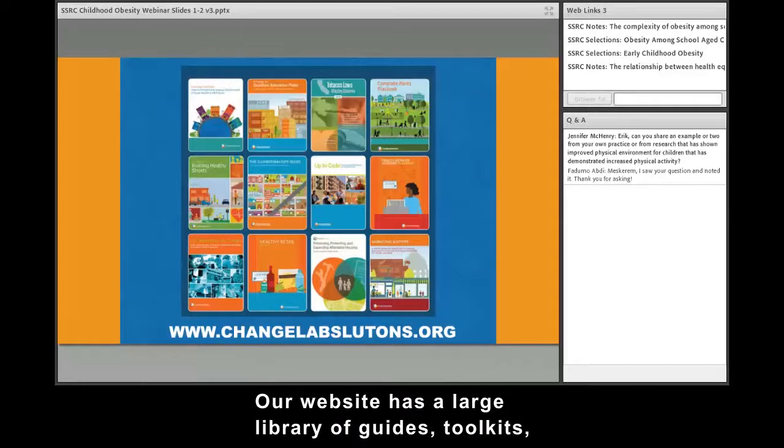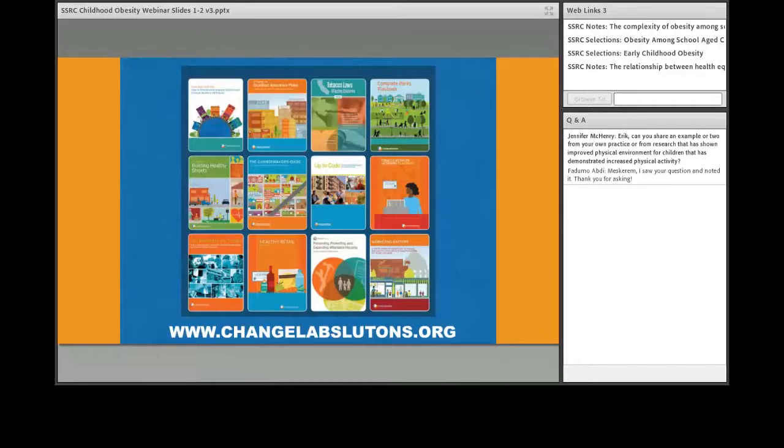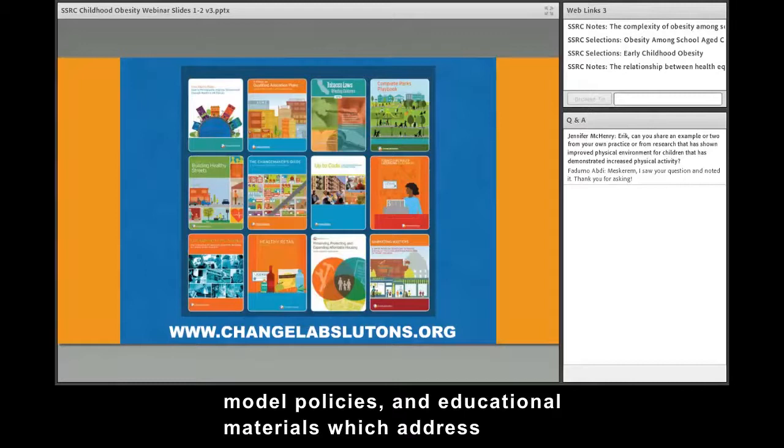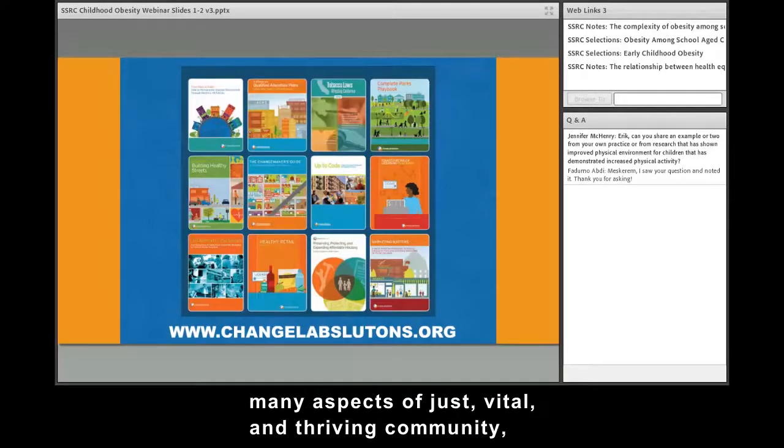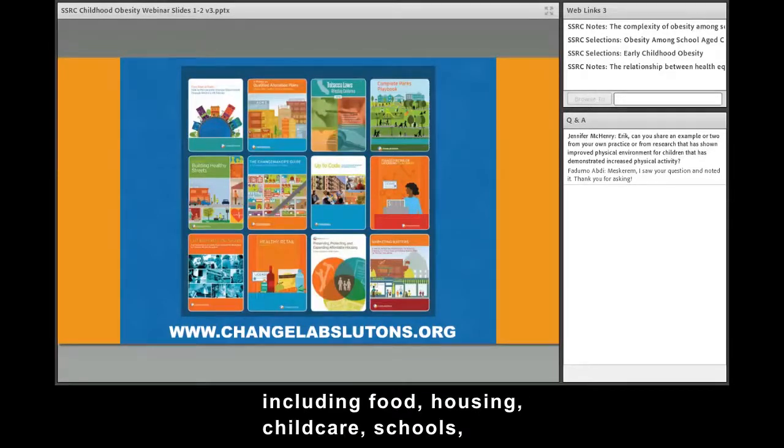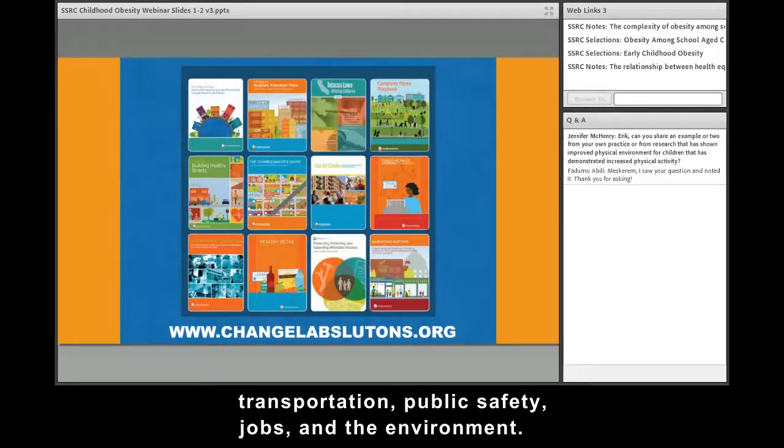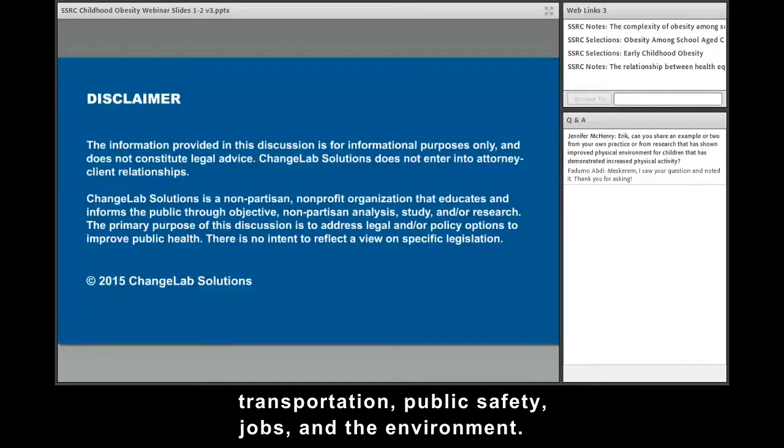Our website has a large library of guides, toolkits, model policies, and educational materials which address many aspects of just, vital, and thriving community, including food, housing, childcare, schools, transportation, public safety, jobs, and the environment.